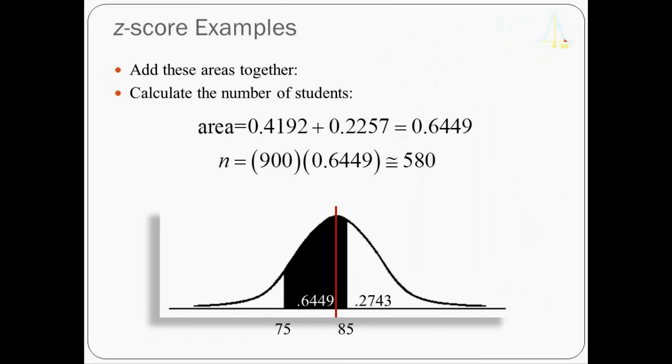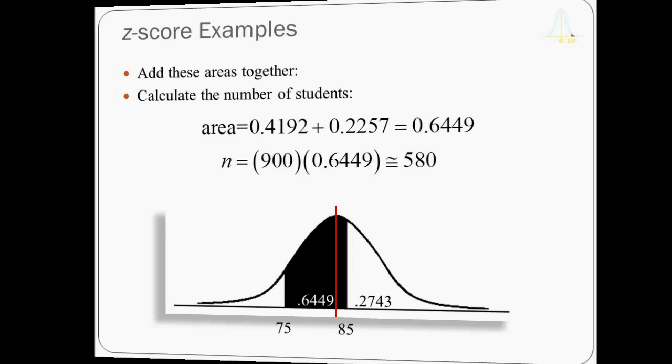Now it's pretty easy just to add those two areas together for the blackened area, and I find that from 75 to 85 lies approximately 0.6449 of the distribution. And like the problem before, I'll multiply that probability times 900 and discover that approximately 580 students had scores between 75 and 85. This is an addition problem because the mean of the distribution, the mean of the data, lies between the two values that we're interested in. 82 lies between 75 and 85.